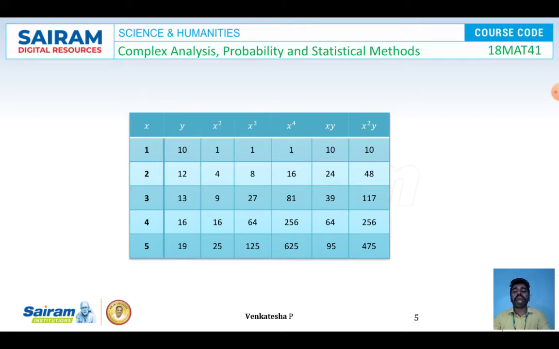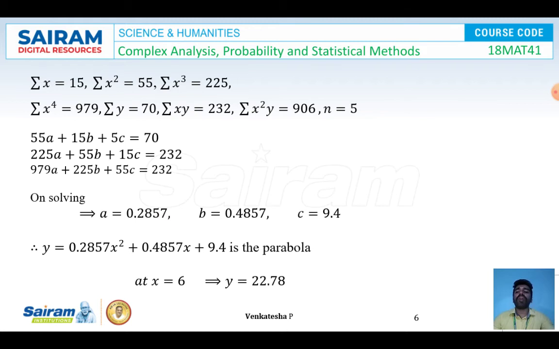Now we're supposed to calculate Σx, Σy, Σx², Σx³, Σx⁴, Σxy, Σx²y. So adding all x, we'll be getting Σx = 15. Adding all x², I got 55. Adding all x³, I got 225. Adding all x⁴, I got 979. Adding y, I got 70. Adding all xy, I got 232. Adding all x²y, I got 906. And the value of n is equal to 5.